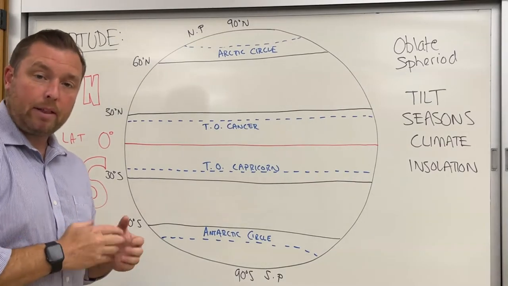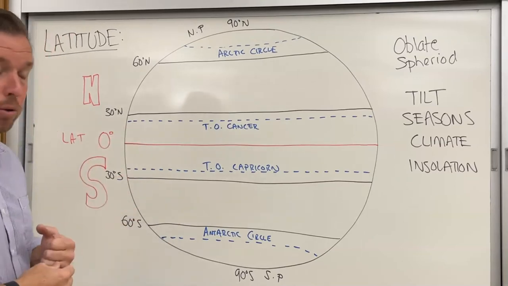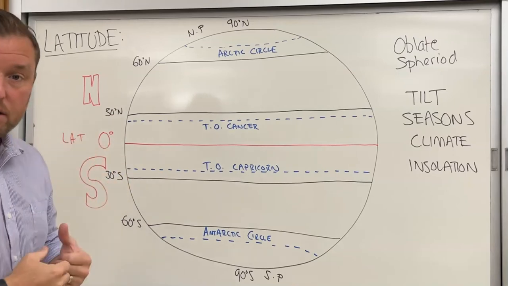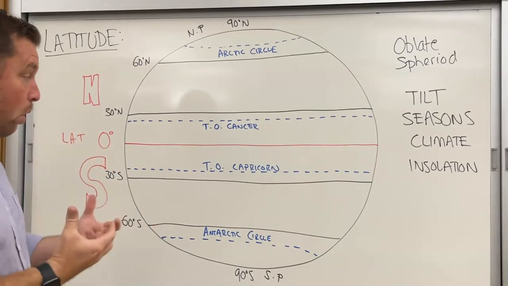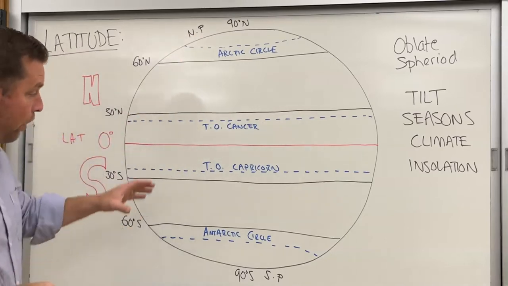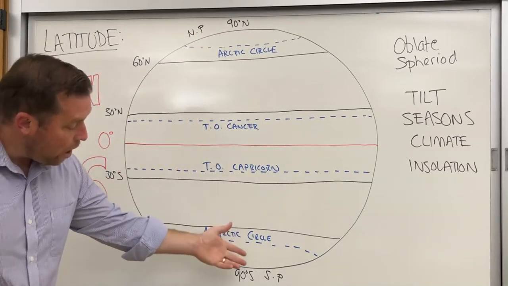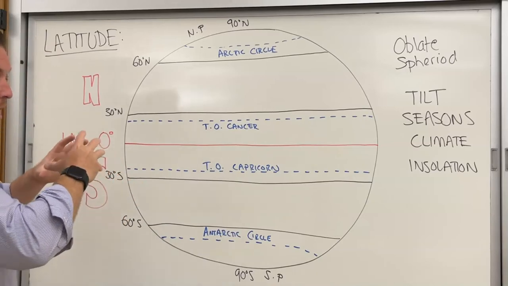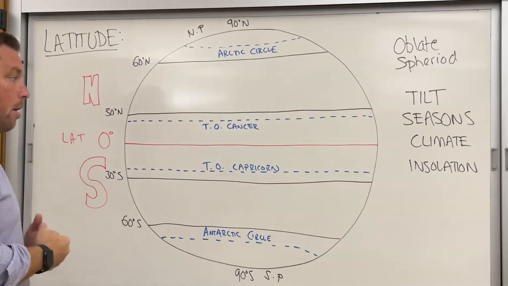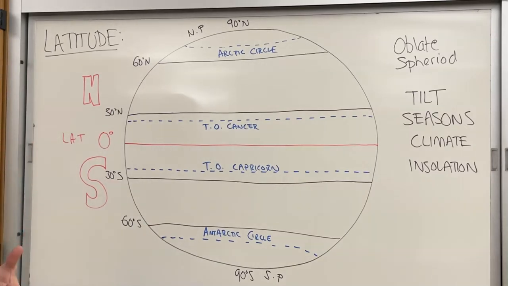Okay, welcome back. This is looking at latitude. Latitude is all about the degrees either side of the equator, going up to the northern hemisphere to 90 degrees north, and down to the southern hemisphere and 90 degrees south. So we have these parallel lines separating areas of the earth based on the equator.